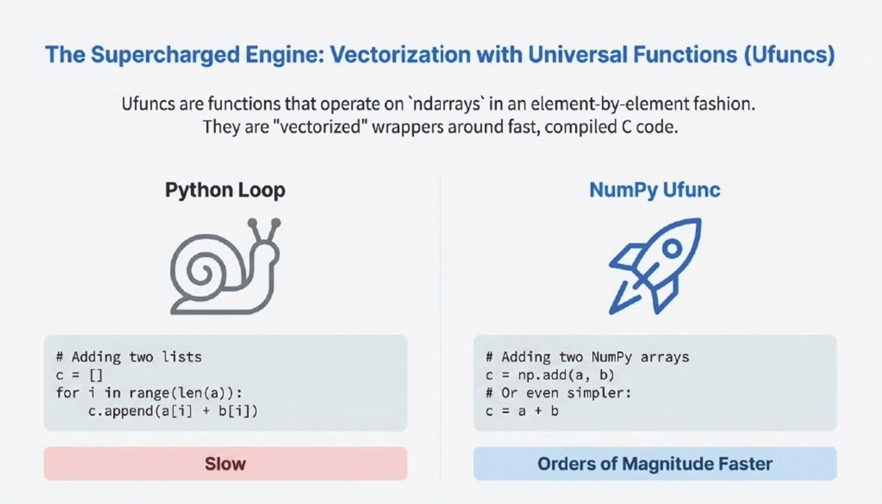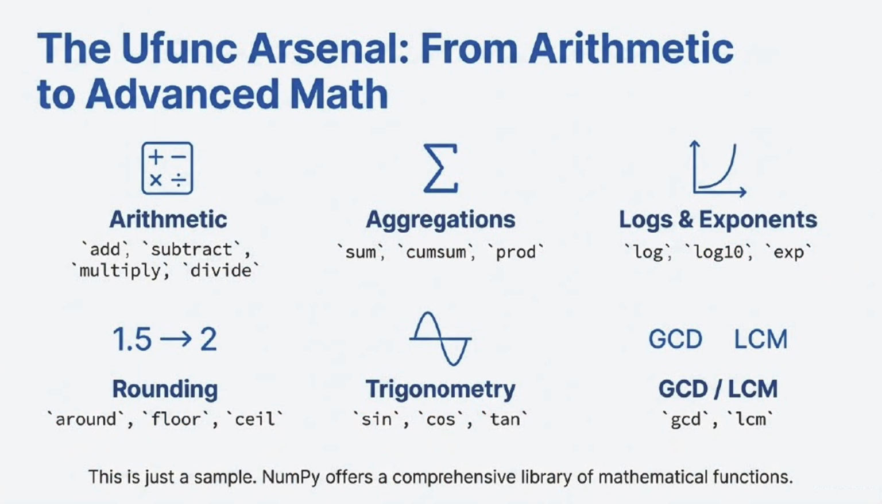Vectorization is one of the biggest advantages of NumPy. NumPy provides a wide range of mathematical functions. These include arithmetic, aggregation, rounding, and trigonometry. You can compute sums, logarithms, sine, cosine, and more. NumPy also supports GCD and LCM operations. This makes NumPy suitable for both basic and advanced math.